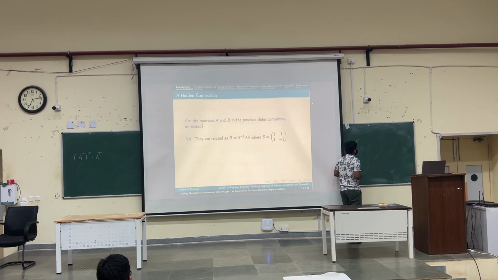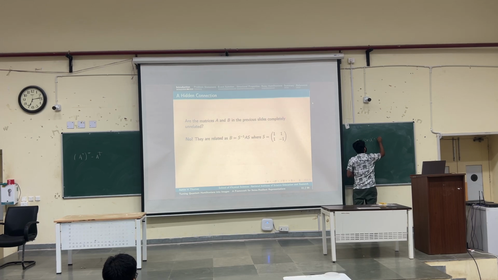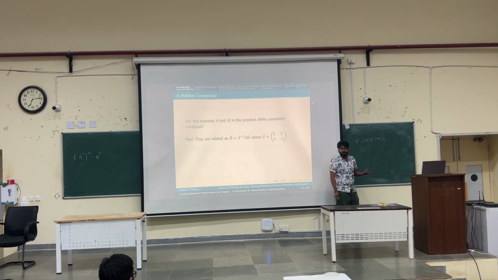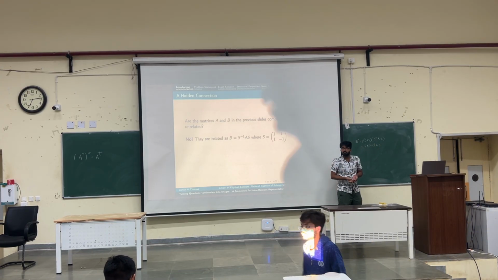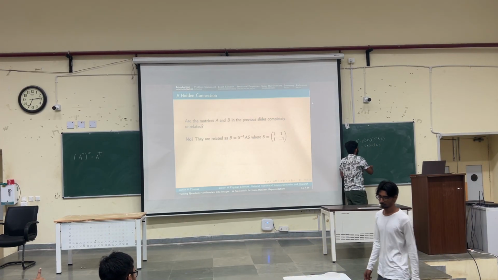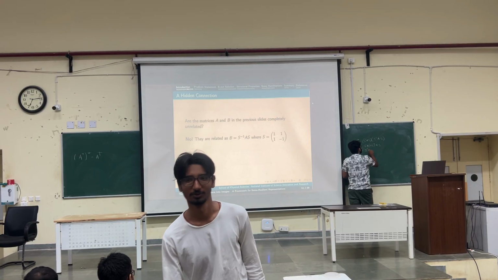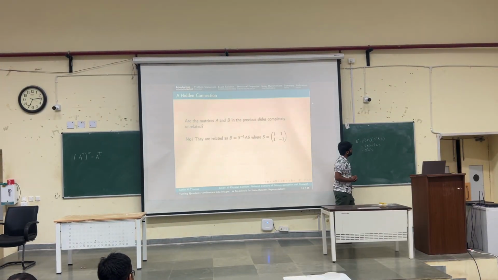If one wants to compute B squared, what would that be? It will be S inverse AS times S inverse AS. And matrix multiplication is associative. I can first compute S inverse A, then S inverse, then AS. What is S inverse S? It's identity, right? This will become S inverse A squared S.